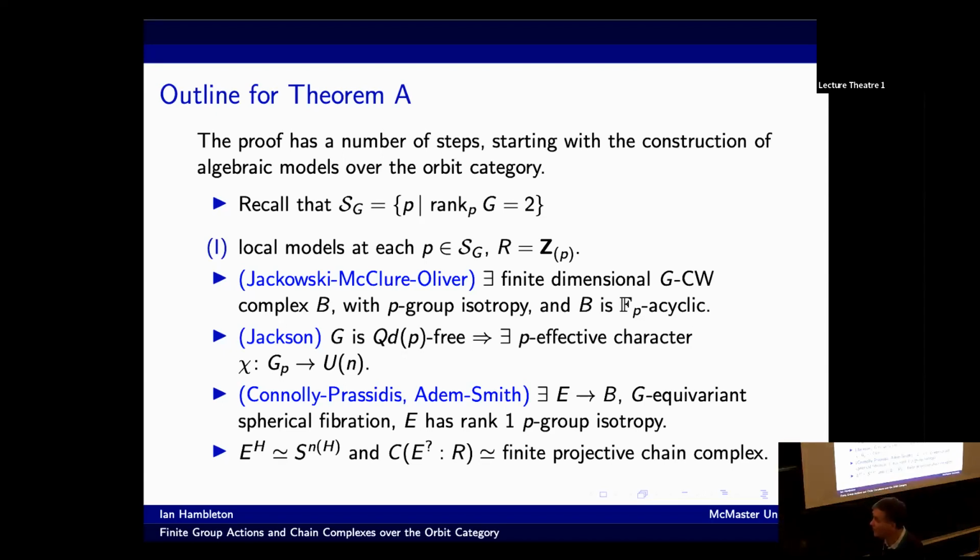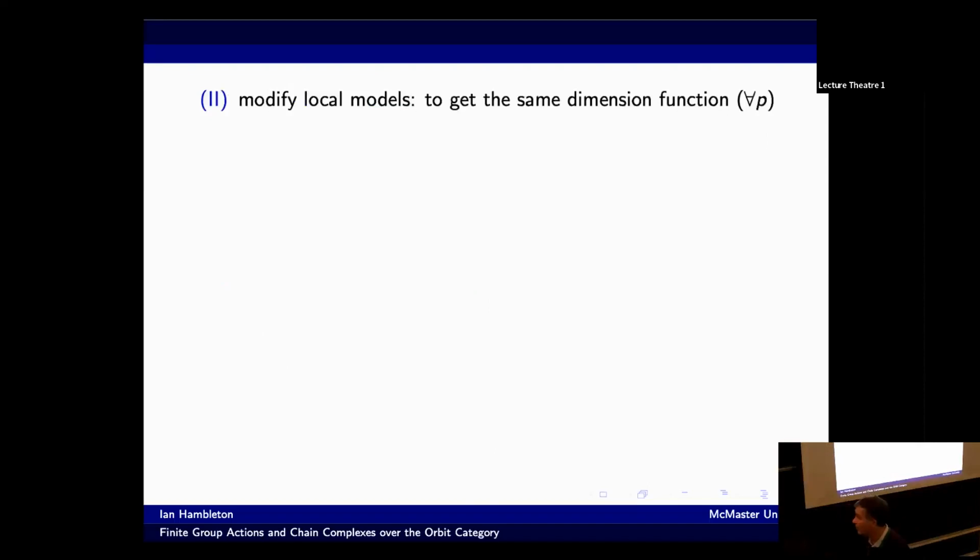Okay, so some progress is being made. That space E has the right isotropy, and its chain complex is a finite projective chain complex over this Z localized at P. We just got to local algebra here.